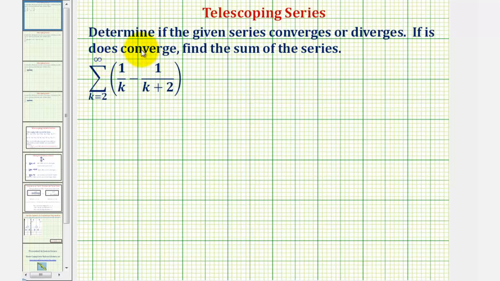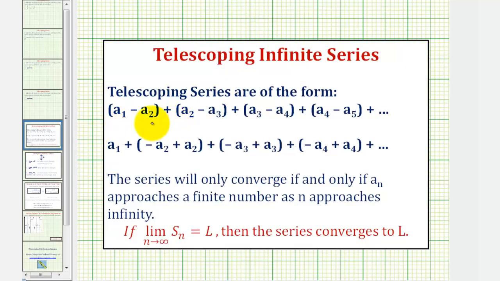In this example, we're asked to determine if the given infinite series converges or diverges, and if it does converge, find the sum of the series. This is an example of a telescoping series, where a telescoping series fits the form of this series here, where if we regroup the terms, we'll notice that many of the terms are opposites, and therefore they'll simplify to 0. So our goal here will be to find a simplified formula for the partial sum S sub n.